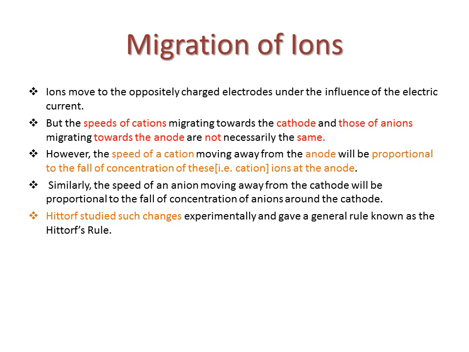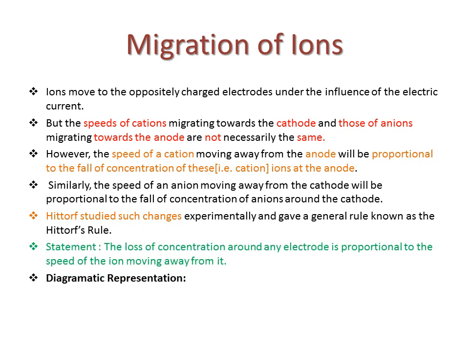These conditions were studied experimentally by the scientist Hittorf, and he gave the general rule, known as Hittorf's rule. Now, what is the statement of Hittorf's rule? The loss of concentration around any electrode, that is the cathode or anode, is directly proportional to the speed of the ion, that is mu plus or mu minus, moving away from it.